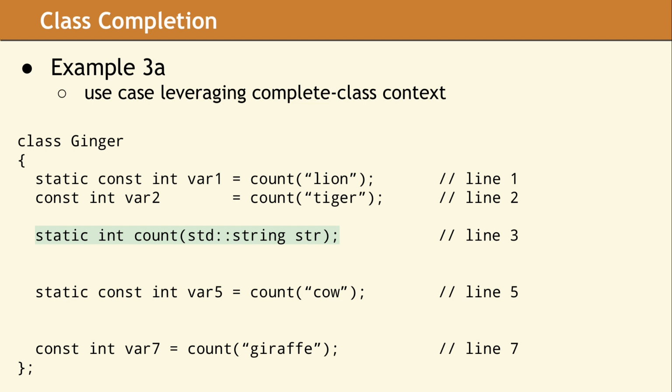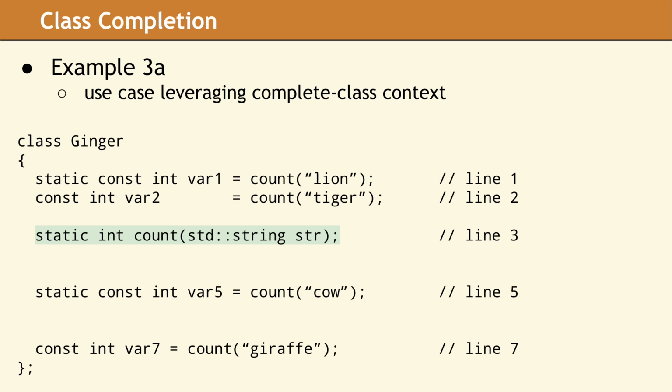Looking at line 1, we have a call to count to initialize var1. Remember, the initializer for a static data member is not a complete class context. This means line 1 does not compile, since the declaration for count is not visible, which means the initialization cannot happen. On line 2, the count method is visible after the equal sign, because we are initializing a non-static data member. So this line compiles because var2 can be initialized.